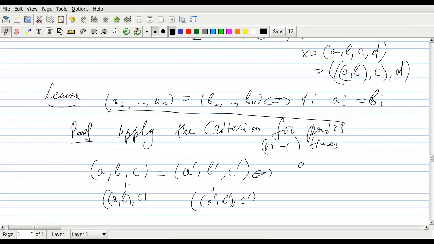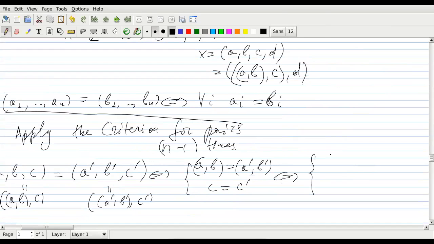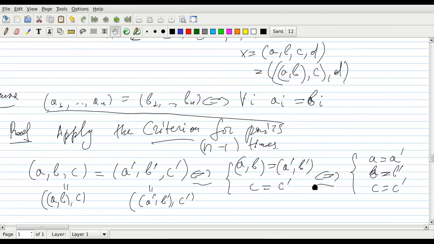So this takes place exactly when these two pairs are equal, and C equals C prime. That is, here we have a conjunction: A equals A prime, B equals B prime, and C equals C prime. Both steps are by the equality criterion for pairs. Is it clear?